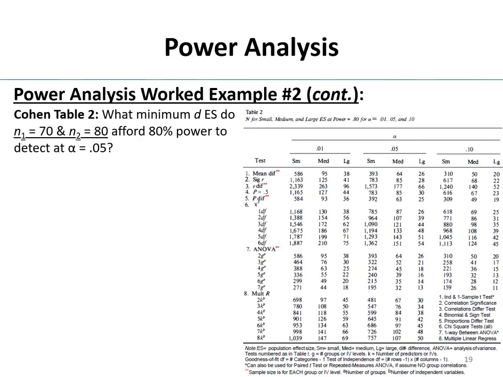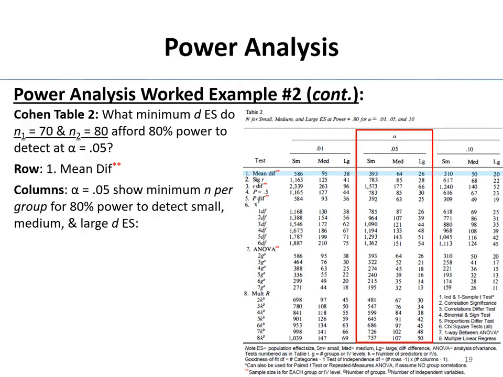So here's Cohen's Table 2, and the question we want to ask is: what is the minimum effect size that Ns of 70 and 80 in these 2 groups of probationers can afford 80% power for us to be able to detect? So we're going to use the row in this case for mean difference because we're comparing means. Note, I'll talk about it in a sec.